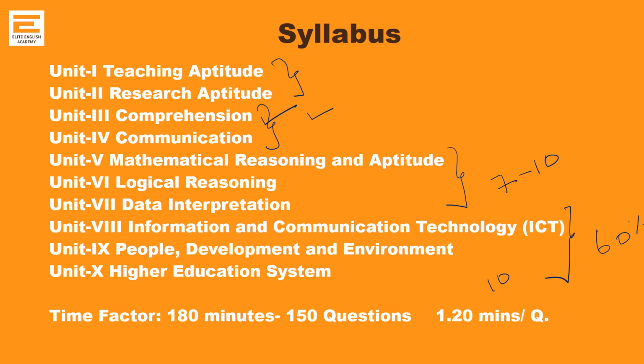Otherwise, every time, students clear both the papers individually, but together they do not get the required percentage. Look at the timing here, 3 hours. That is 180 minutes, right? 150 questions together, paper 1 and paper 2. So roughly 1 minute 20 seconds for a question. Leave the 20 seconds out for tension and this and that. So effectively you can spend 1 minute for one question.